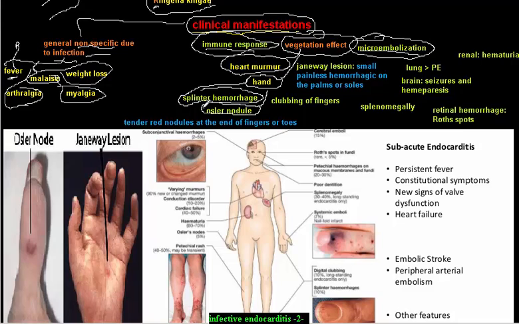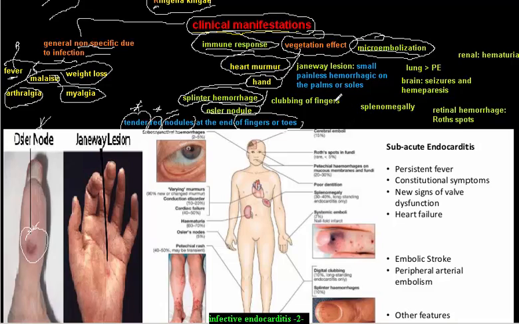Osler nodule is actually a tender, red nodule at the end of fingers or toes. So it is very important to know that it is tender, it is a painful nodule, red, where? On the end of fingers or toes. This is the Osler nodule. It is tender and red.